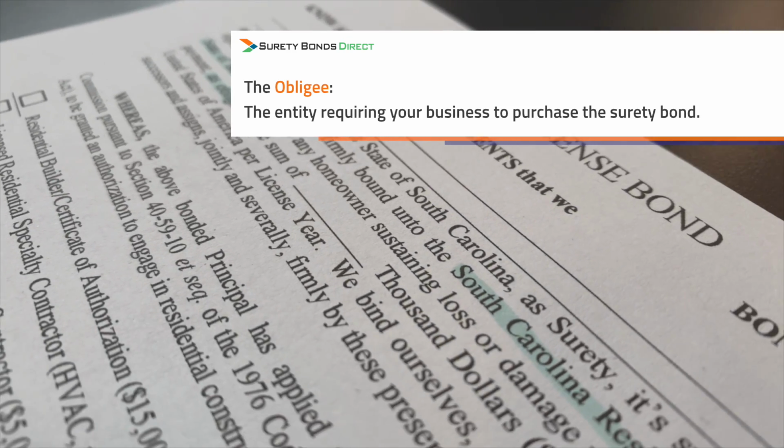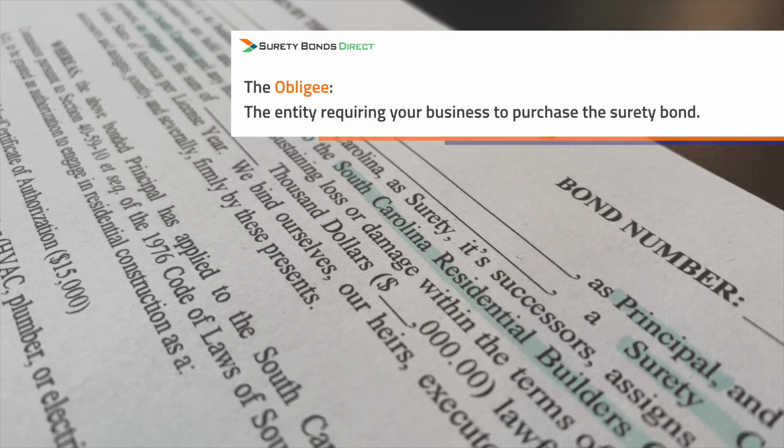3. The obligee. This is the entity requiring your business to purchase the surety bond. In most cases, the obligee is a government agency requiring a surety bond as part of the licensing process. The government may be at a federal, state, county, or city level. In some cases, it's not a government agency at all. It could be a customer or a client, as in the case of a business service bond. Let's look at some examples of the most common bonds and how these three parties interact in the surety bond agreement.